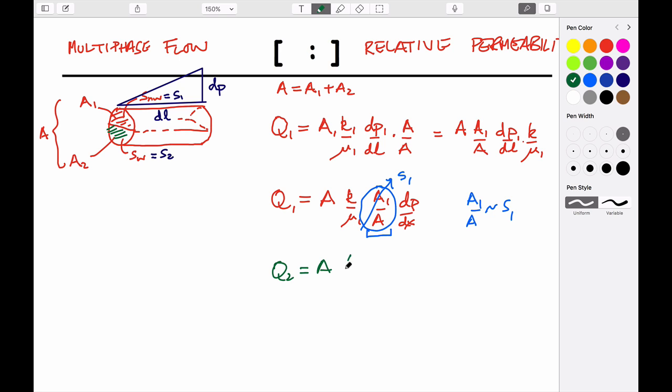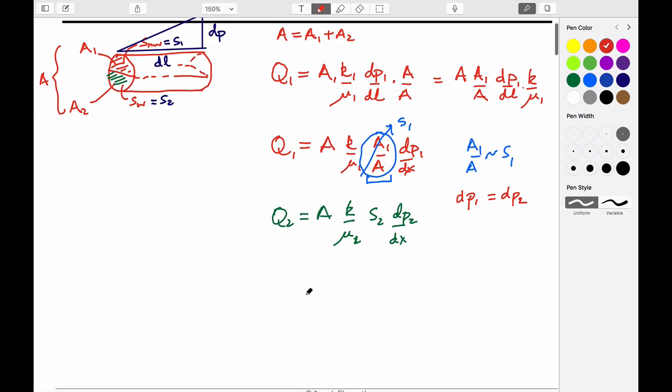If we do exactly the same for the other fluid, then we have Q2 is equal to, again, the cross-sectional area, the permeability divided by the viscosity of the fluid, not 1, 2 I guess, multiplied by saturation 2, and the pressure change over length of fluid 2 and fluid 1. But actually, the change in pressure 1 and the change in pressure 2 are roughly the same. So what this gives us is the ability to figure out exactly what the flow rates are of each of these fluids.